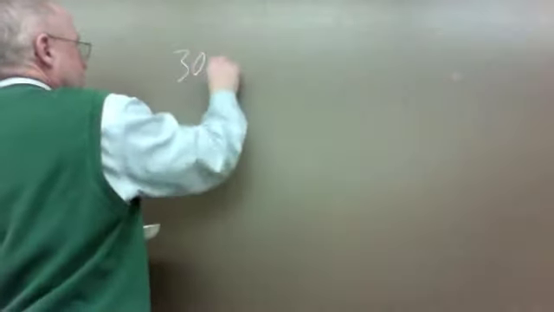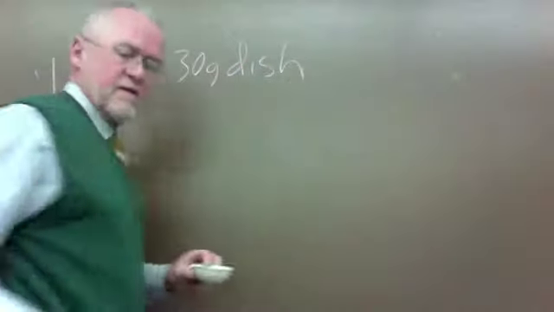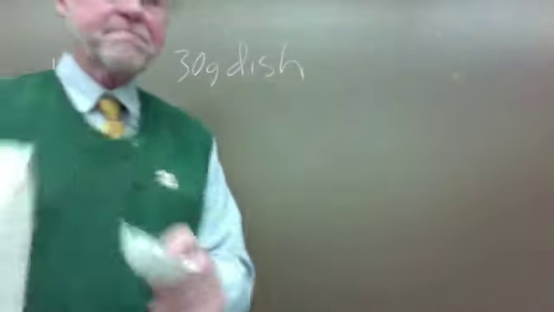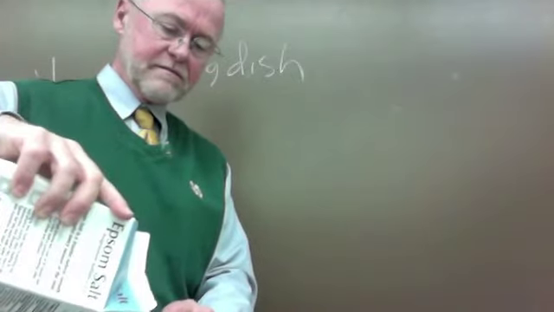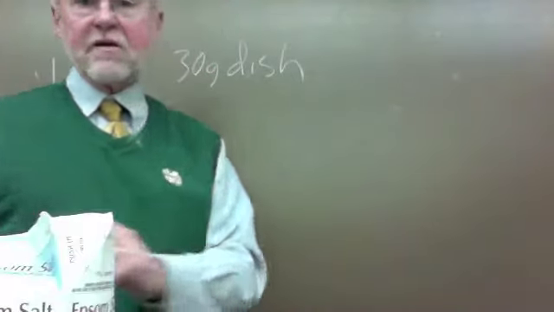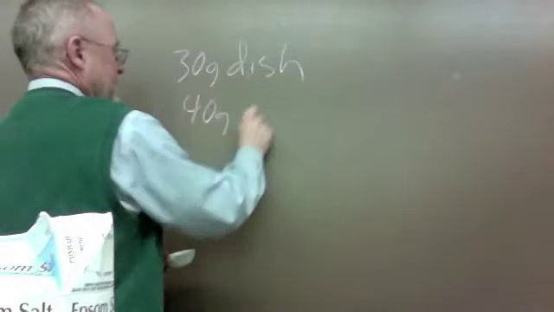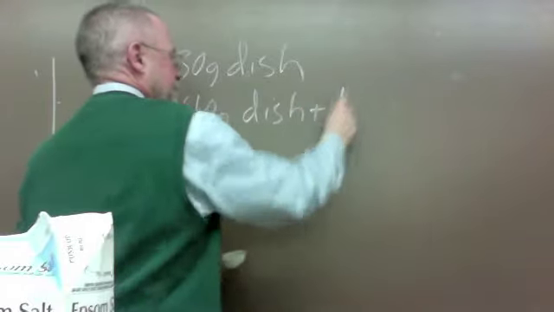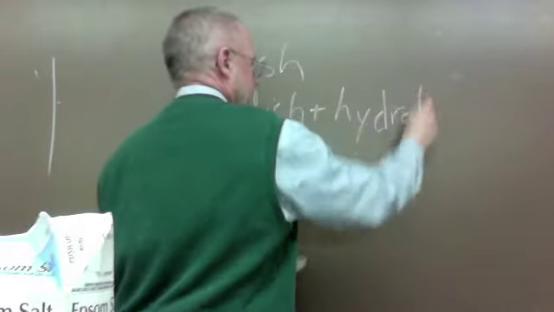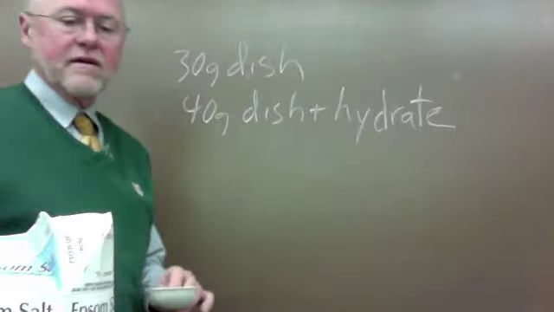So let's say that I got a dish, and let's say that weighs, we'll say 30 grams. Okay, 30 grams for the dish. And I put in some Epsom salts. And then I weigh it. Now it weighs 40 grams.